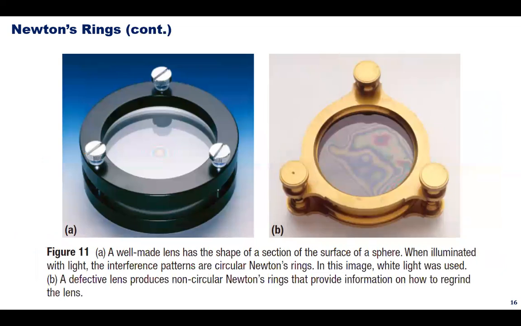Okay, so a practical application of Newton's rings is checking lenses for imperfections. Lenses are typically spherical in shape, and if shaped properly, produce perfect circular Newton's rings when illuminated with light, which is shown here in figure 11A on the left. However, if the lens is imperfectly shaped, it will produce a pattern that clearly indicates a defective lens shape, which is shown here in figure 11B on the right.